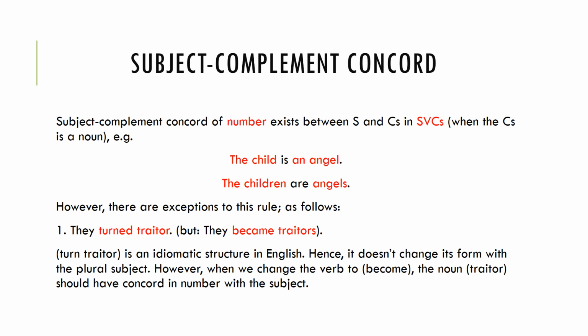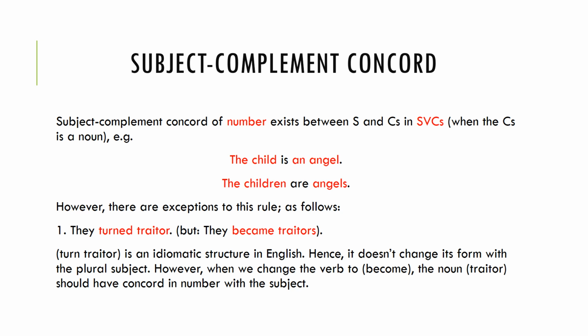The reason is that the structure that consists of the verb turn followed by the noun traitor is considered an idiomatic structure in English. And we know that idioms have a fixed form. They do not change their form to be singular or plural according to the subject. So turn traitor is an idiom in English which has the meaning of to become disloyal.